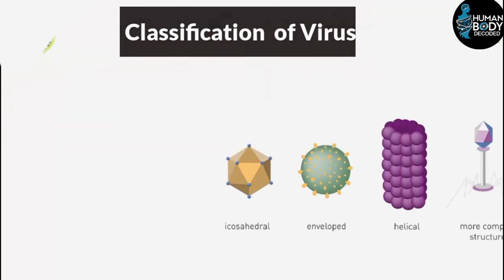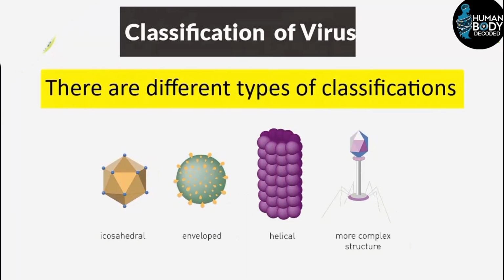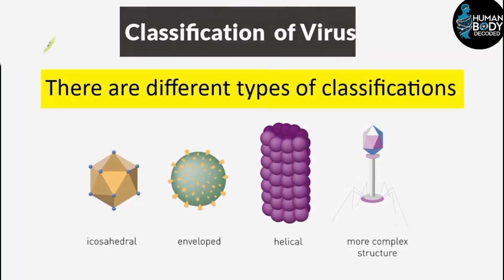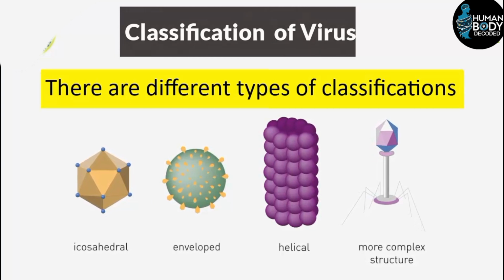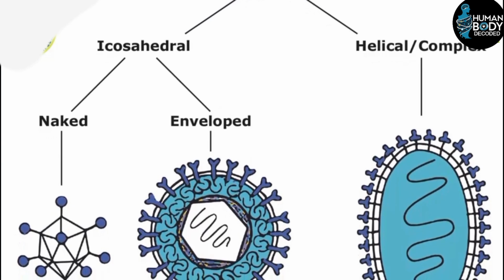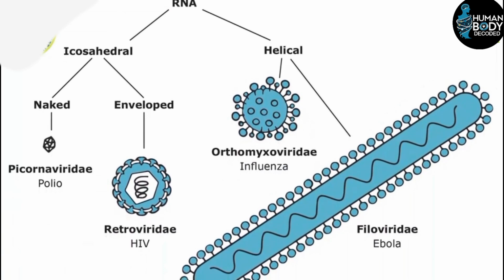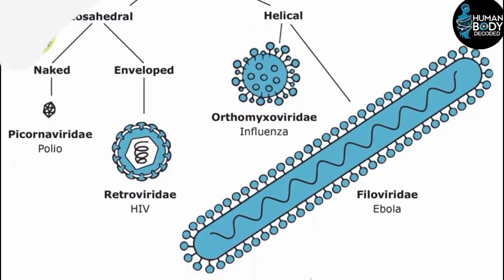Now, we will study the classification of viruses. The classification of viruses is done in various ways. The first classification is based on the presence of nucleic acids. If the virus has DNA, then we call it a DNA virus. If the genetic material in the virus is RNA, then we call it an RNA virus.